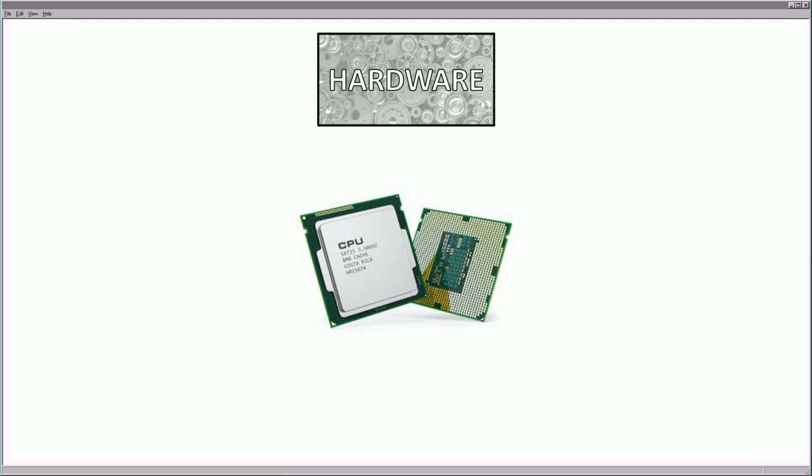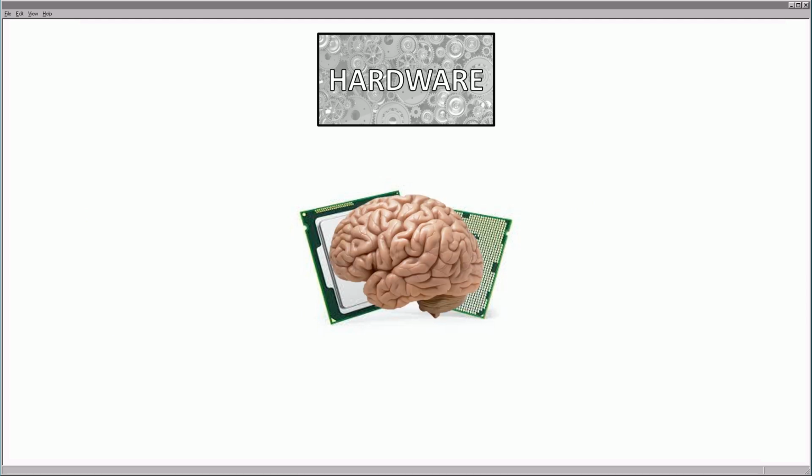Now, the CPU, or the Central Processing Unit, can be thought of as the brain of your computer. This is the device that is running instructions inside of your system. Now, it only understands very simple instructions, in other words, zeros and ones, but it is essential to running software.